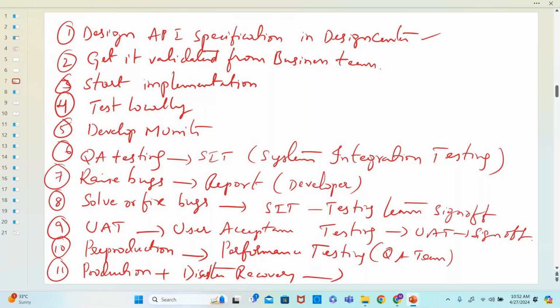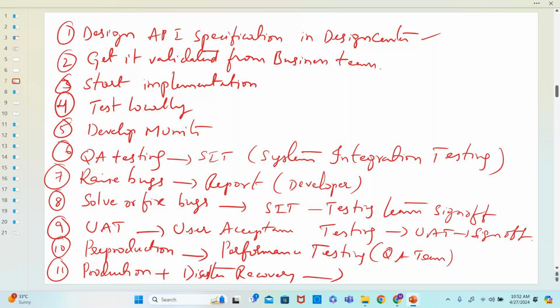First, we should get it validated from the business team, because whenever there is a discussion, they might have decided this is the request, this is the response, and these are the query parameters, these are the URI parameters. All these have been discussed and then finalized.